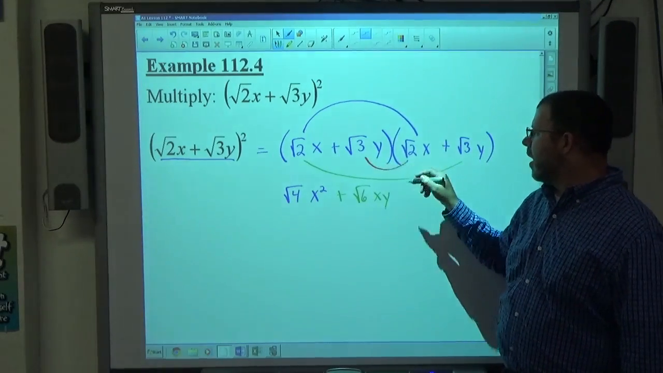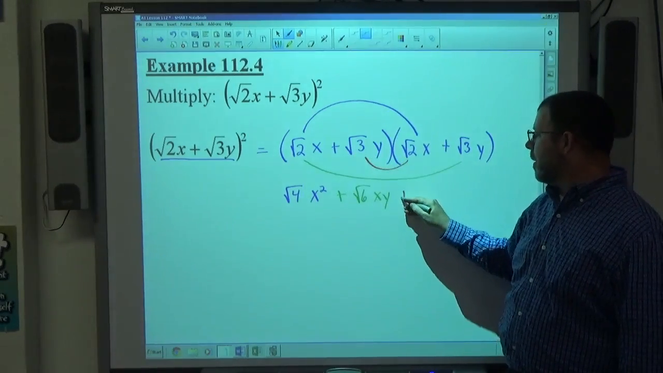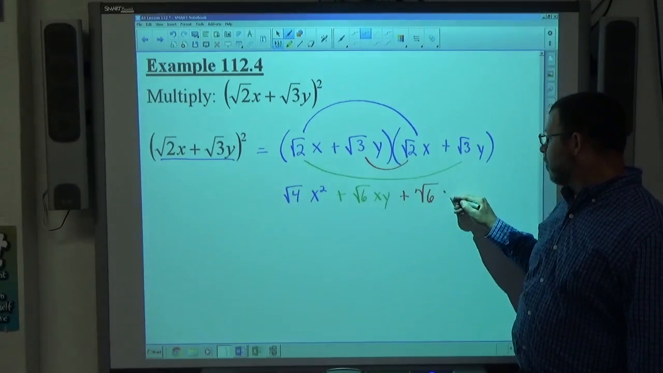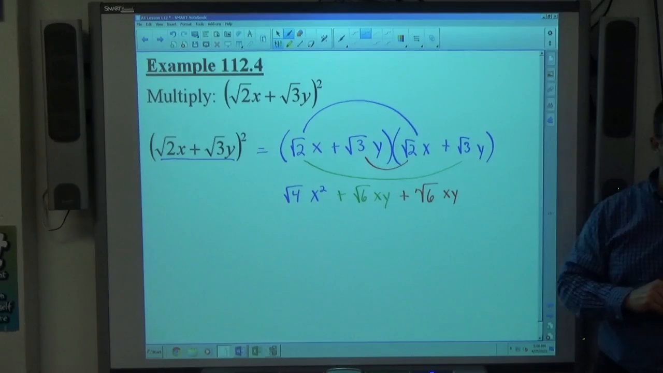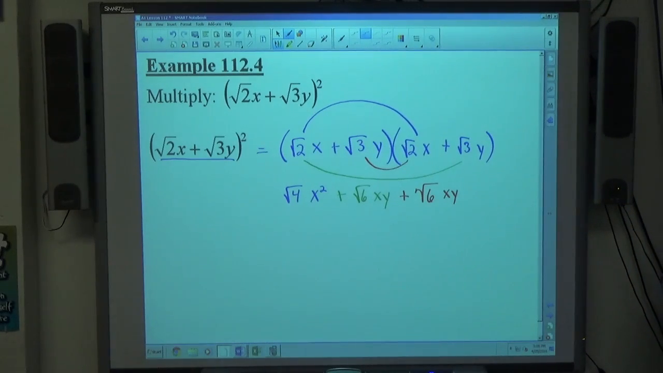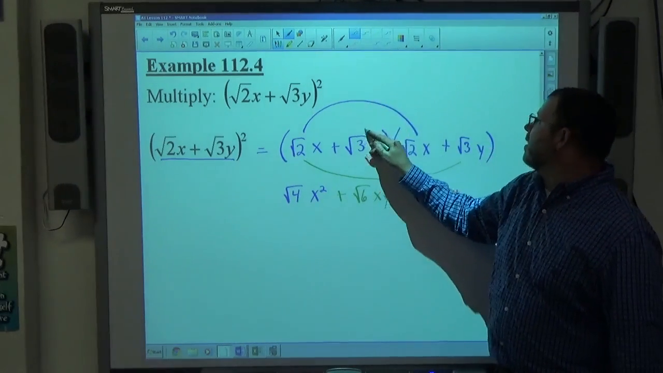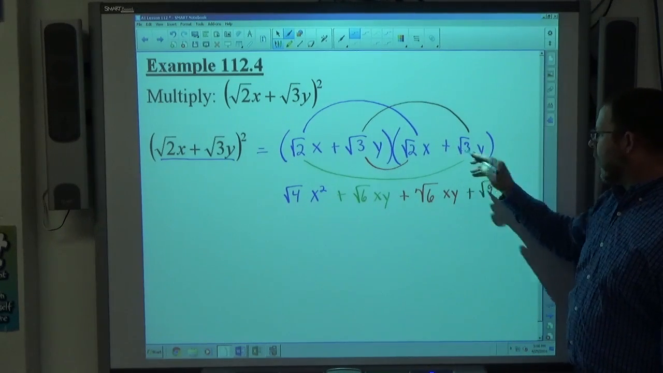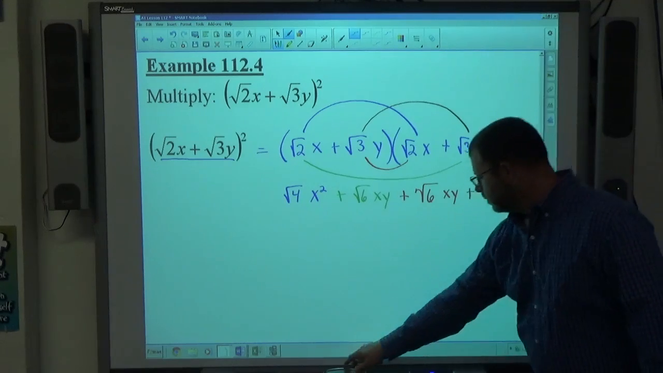When I do the inside product, the square root of 3 times the square root of 2 makes positive the square root of 6. And yx, or xy if I want to put the same order, both outside the radical because x and y aren't underneath the radical. And last times last, the square root of 3 times the square root of 3 makes the square root of 9. Y times y makes y squared.